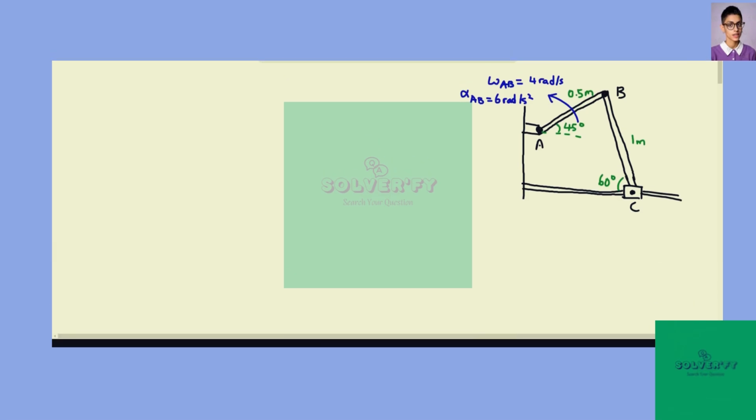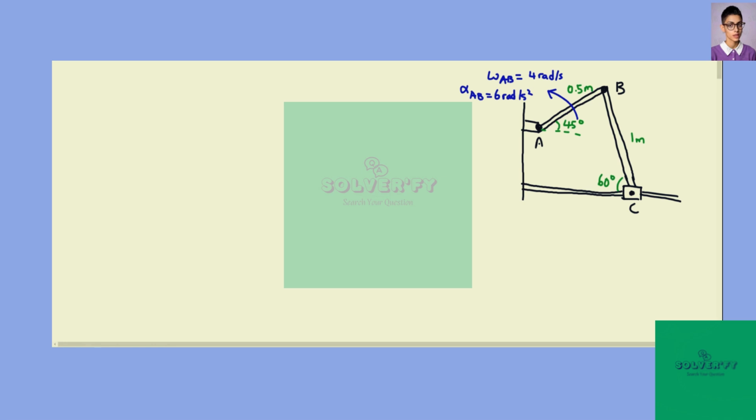In this question, bar AB has angular velocity 4 radians per second and angular acceleration 6 radians per second squared. We need to determine the velocity and acceleration of the slider block C at this instance.